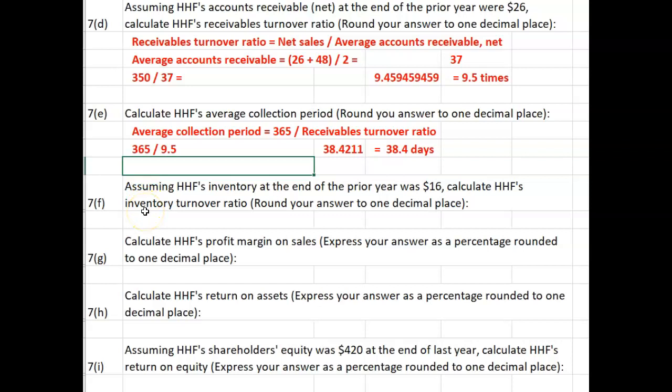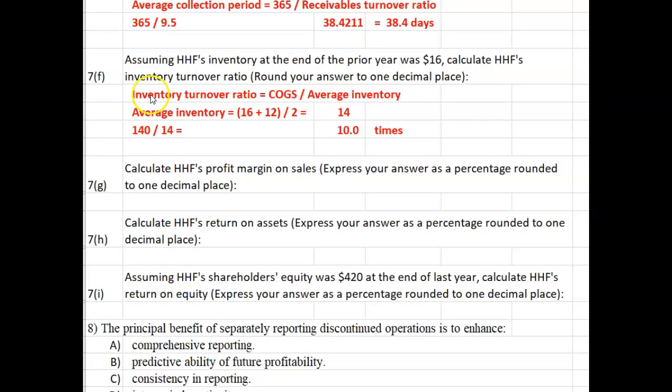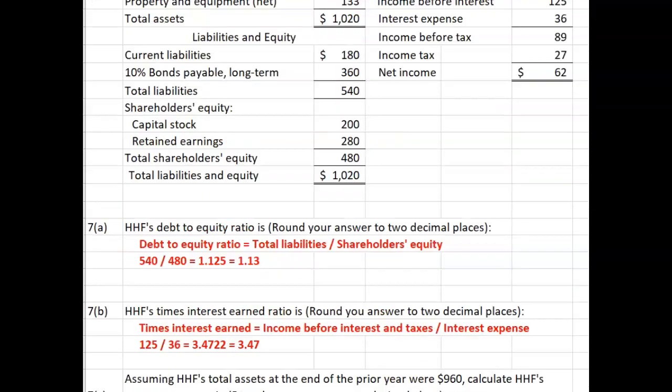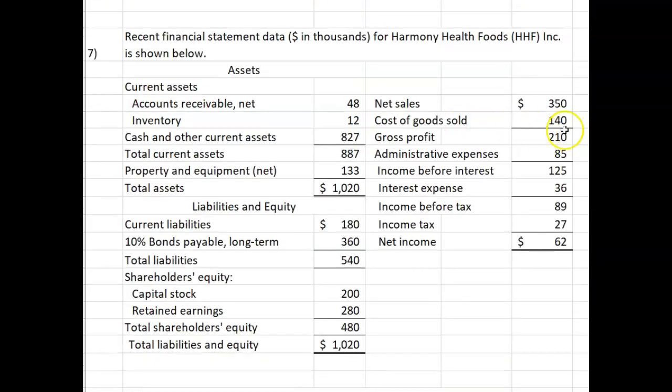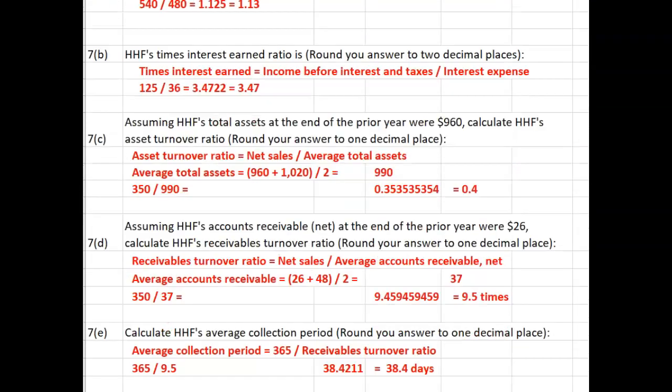Number 7F. Assuming HHF's inventory at the end of the prior year was $16,000, calculate HHF's inventory turnover ratio. Round your answer to 1 decimal place. The inventory turnover ratio equals cost of goods sold divided by average inventory. We're given cost of goods sold in our little financial statement here, but we need to calculate average inventory.